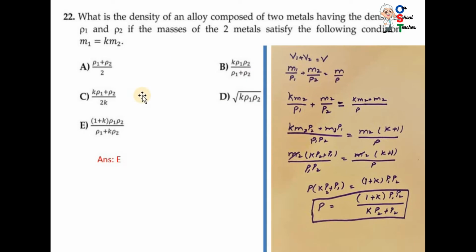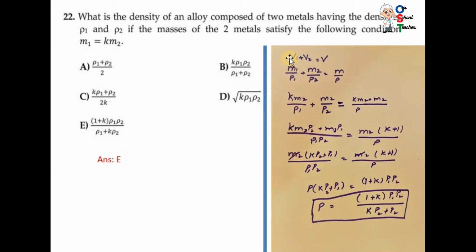Now question number 22. You need concentration. There is a formula. You have to keep the formula and do this calculation. I have done it for you. I will try my best to make you understand. So read the question. What is the density of an alloy composed of two metals? The alloy is made up of two metals having the densities ρ1 and ρ2. If the masses of the two metals satisfy the condition m1 equals k m2, what will be the density? So look, the total volume is equal to V1 plus V2. This is the volume.